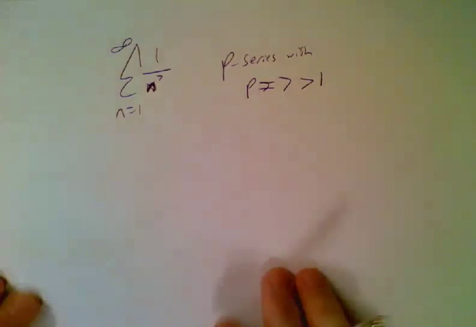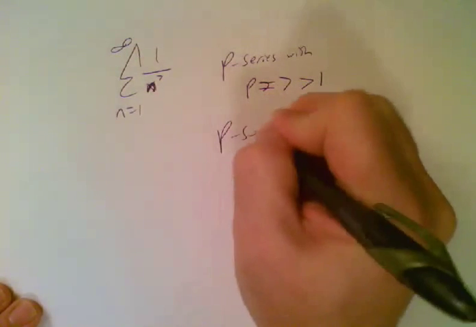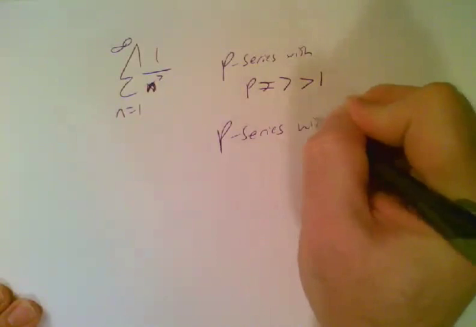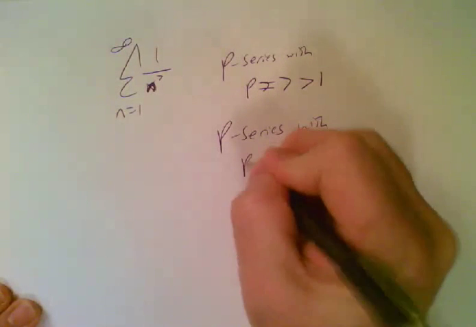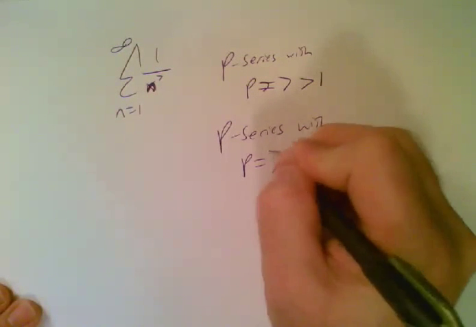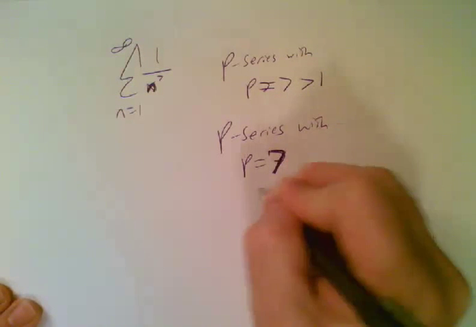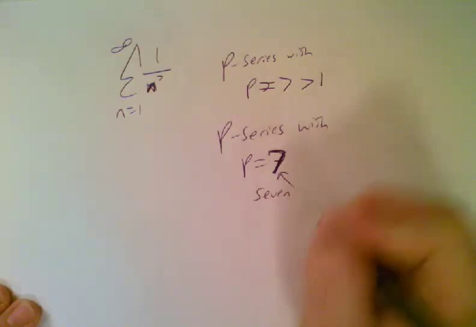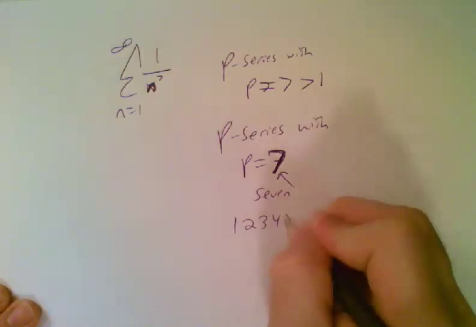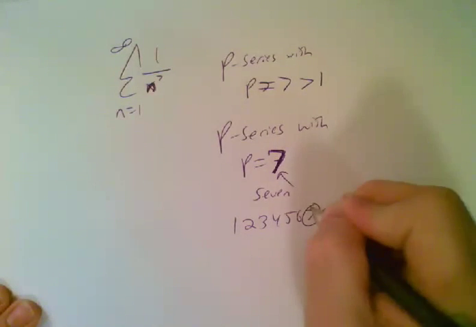Oh god, that was terrible. Let's try that again. Once I learn how to edit these videos, this will look a lot better. With p equaling 7, it's just that my 7 looks like a greater than, and that's what threw me off.